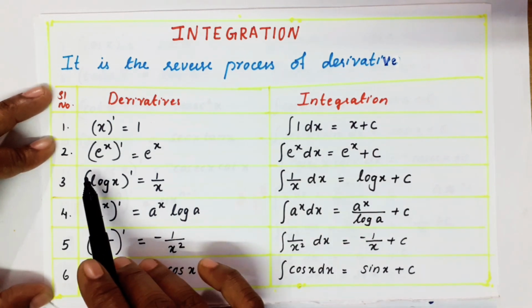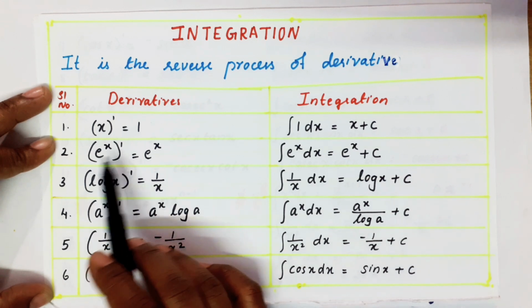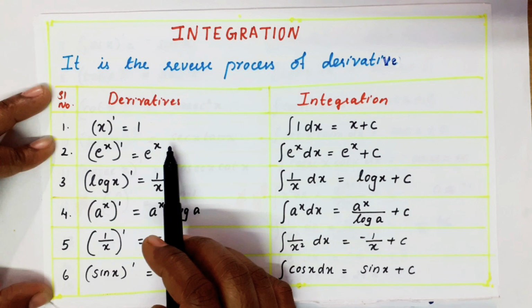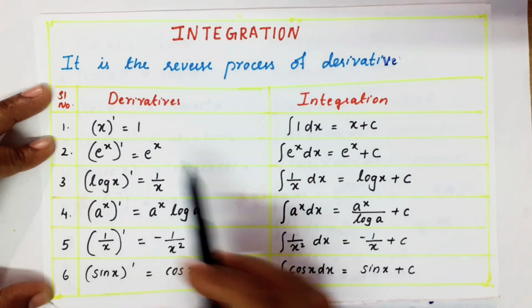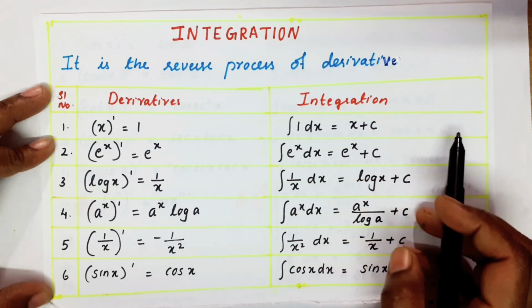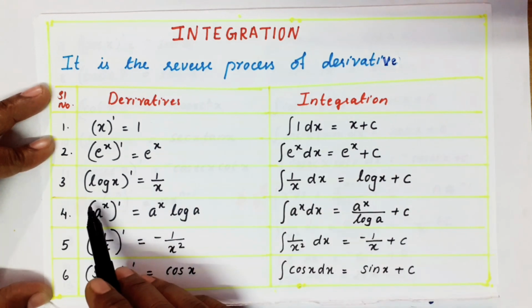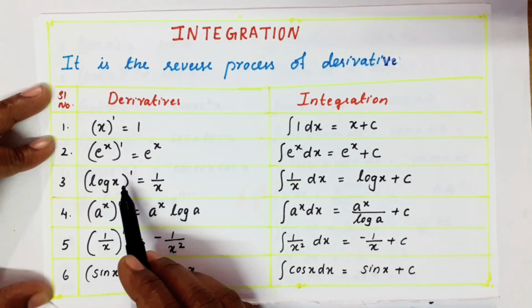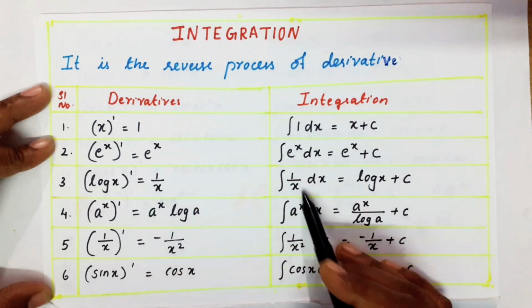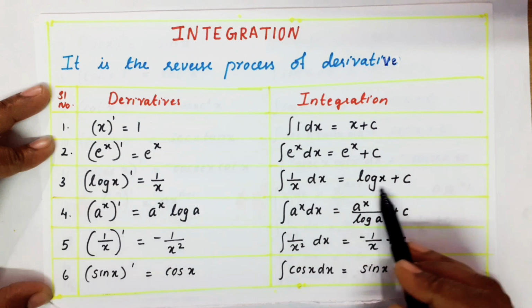See the second one, the derivative of e power x is e power x only. It means the integral of e power x dx is e power x plus c. The derivative of log x is 1 by x. It means if you take 1 by x dx, it will be log x plus c.